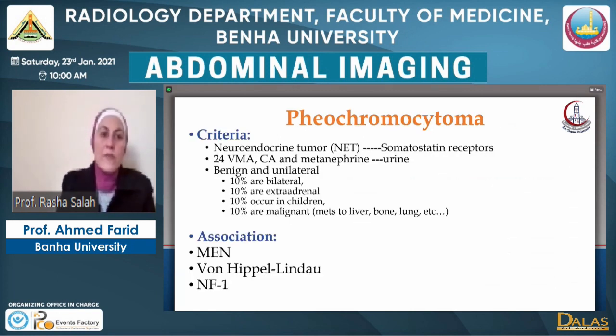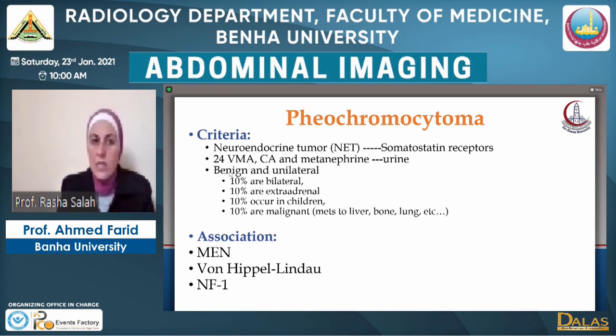Pheochromocytoma is one of the neuroendocrine tumors, and as such it has characteristic somatostatin receptors, and we can use this criterion for our imaging, as we will see in a while. The diagnosis of pheochromocytoma is by 24-hour urinary vanillylmandelic acid and metanephrines, and these are characteristic for pheochromocytoma if they are elevated.